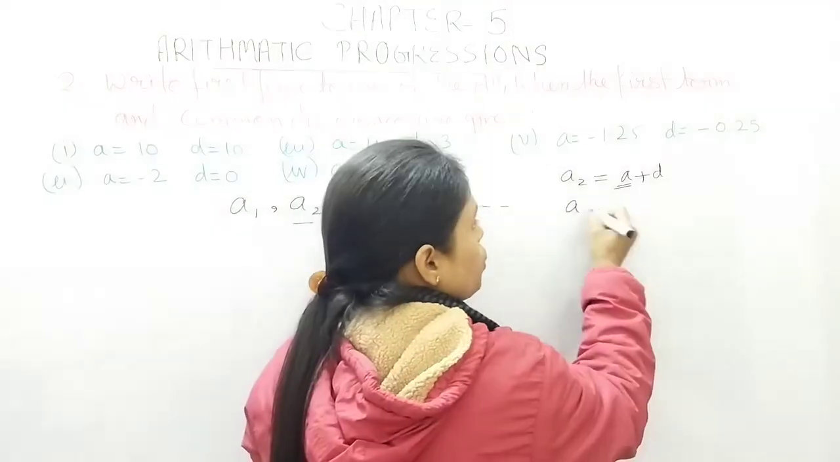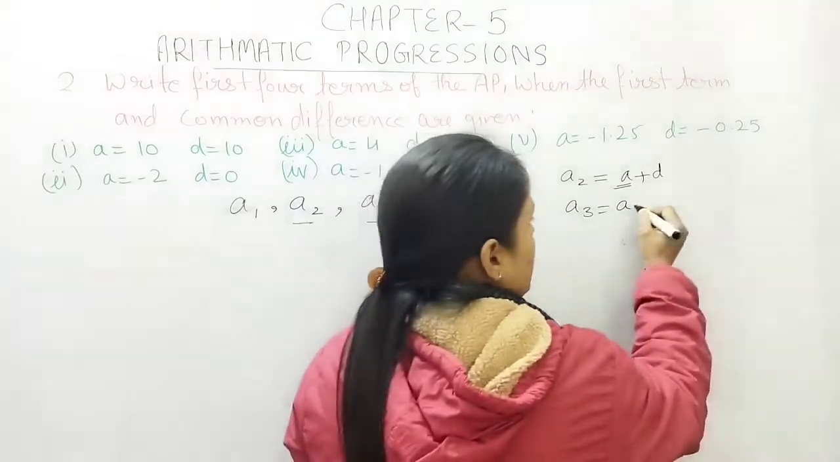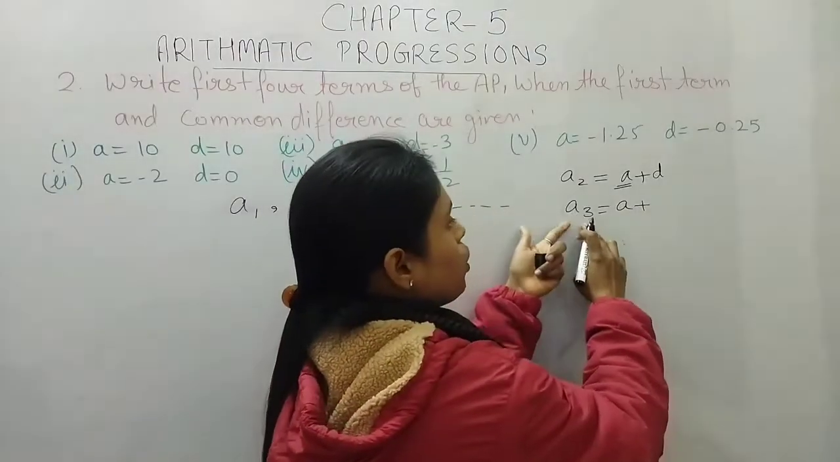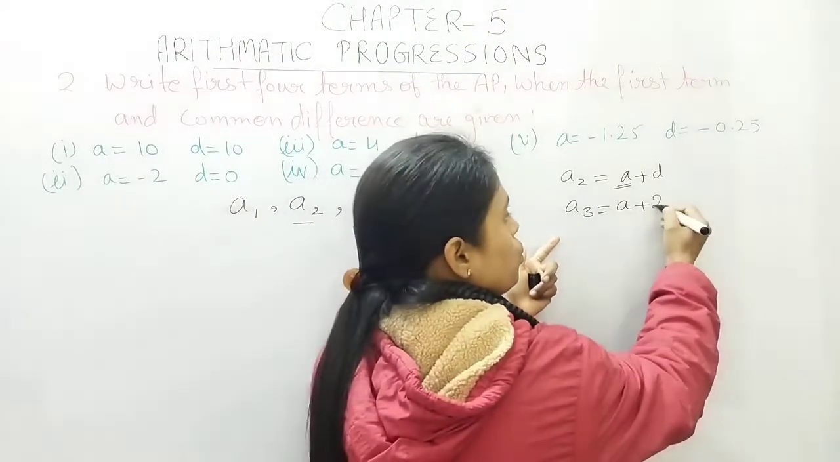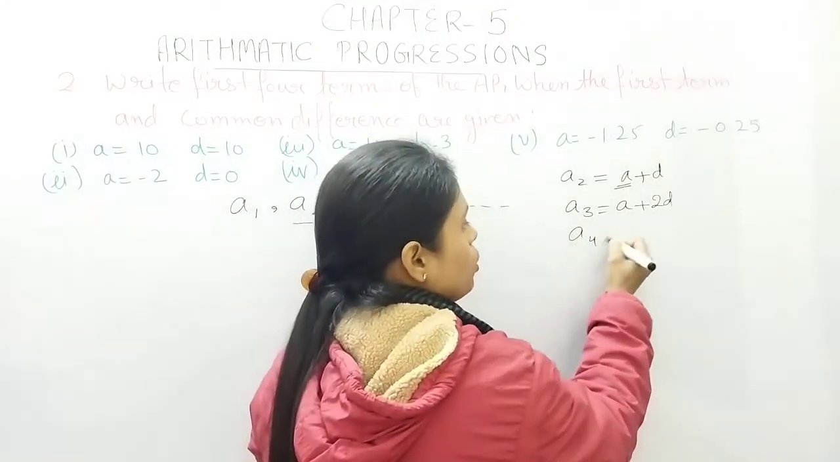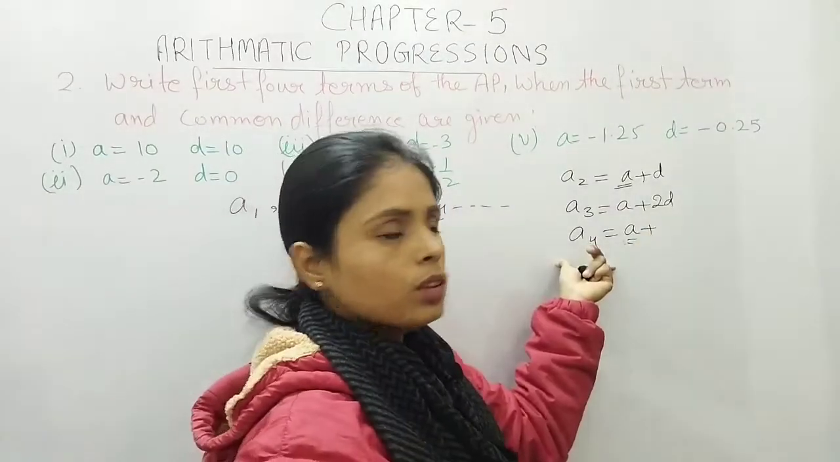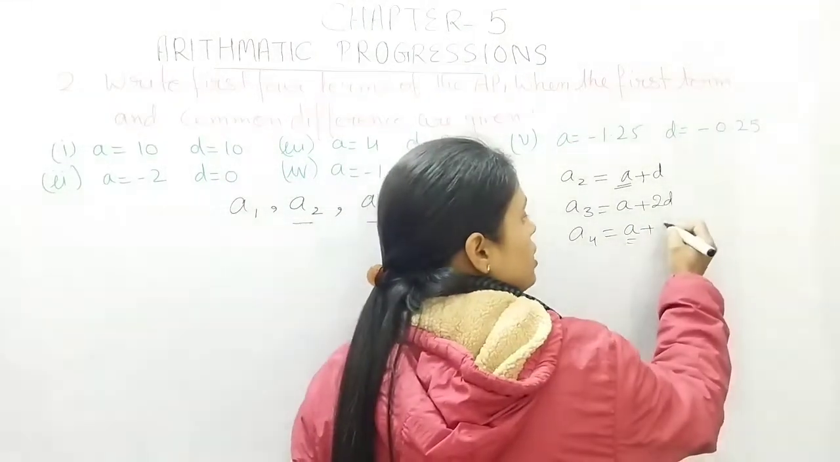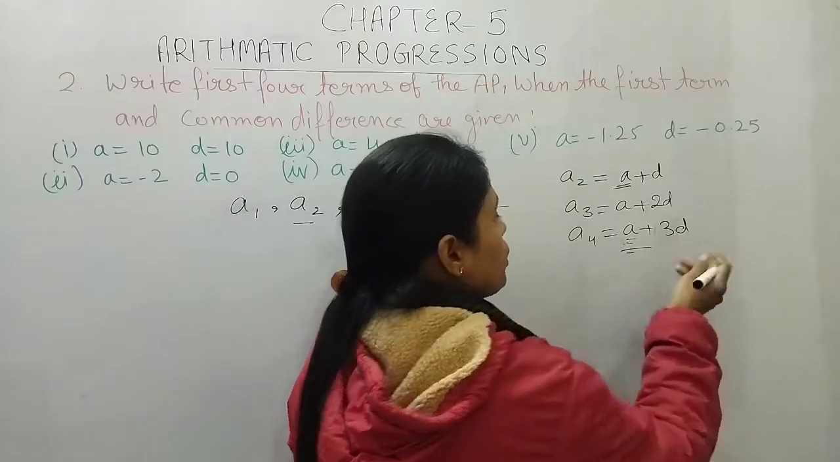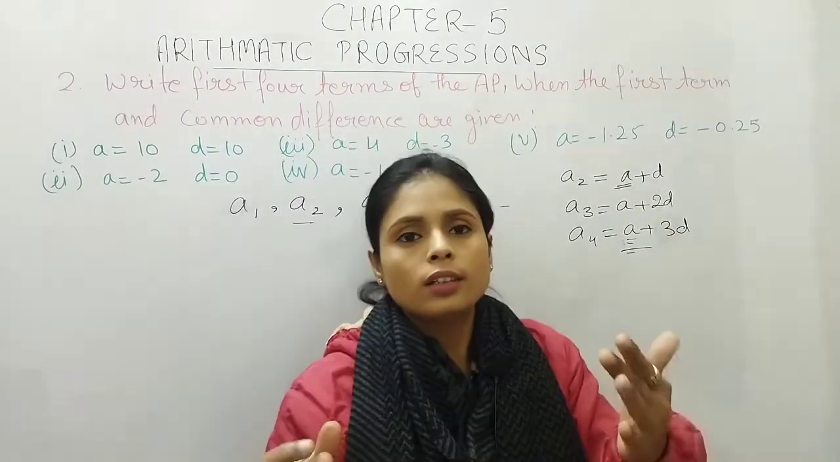If you want to know A3, A will remain the same, and we will add 2D, so A3 is A plus 2D. If you want to know A4, A will remain the same, and you will add 3D, so A4 is A plus 3D. Now you can just continue it as per the requirement of your terms.